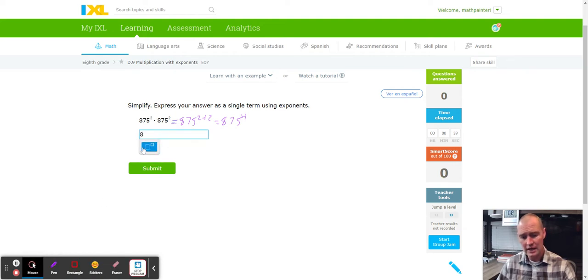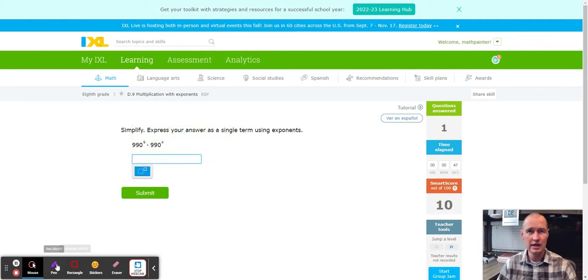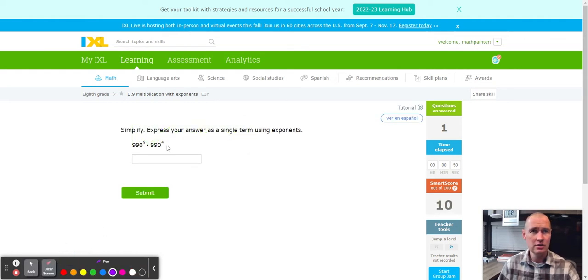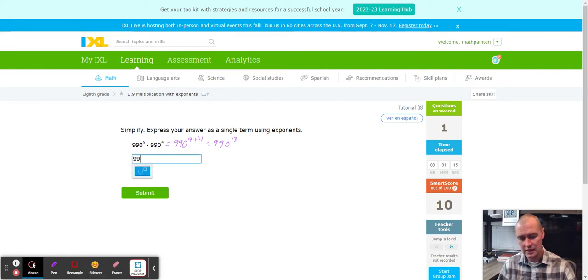So I got 875 to the 4th power. I turned that in. All right, next we got 990 as our base. So 990 to the 9th power plus 4. Next step is we got 990. 9 plus 4 is going to be 13. So let's see if it works. So I got 990 to the 13th power.